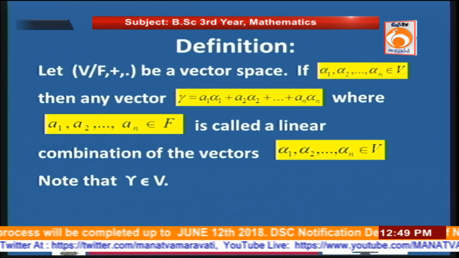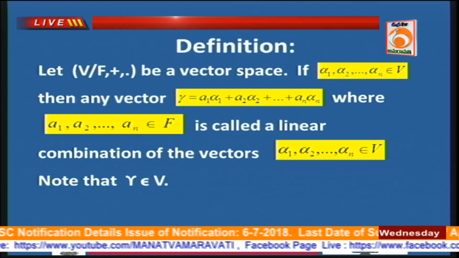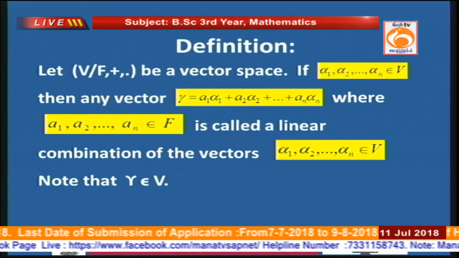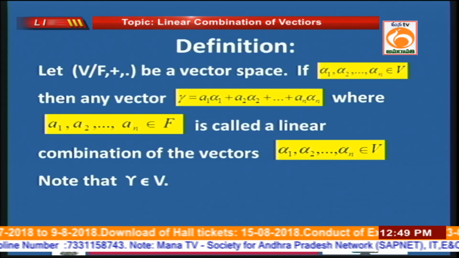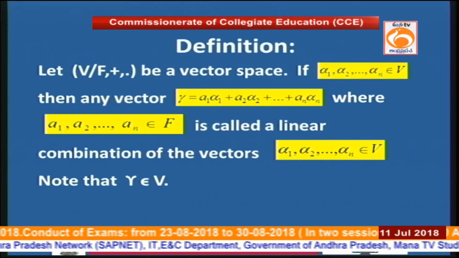Is it clear to students? Is it clear, my dear students? Because we are in a vector space, closure with respect to addition and scalar multiplication is automatically satisfied. So, gamma belongs to V. Please understand, why is it called a linear combination? It is a combination, no doubt. Why is it called linear combination?